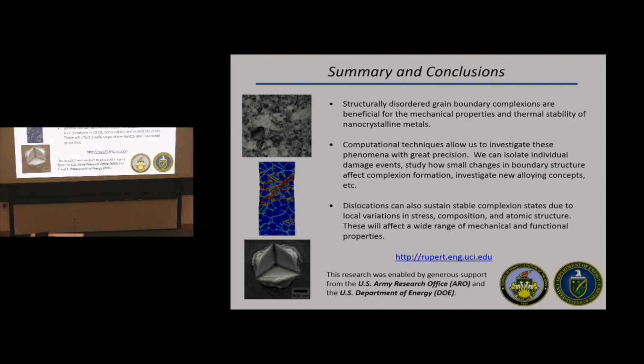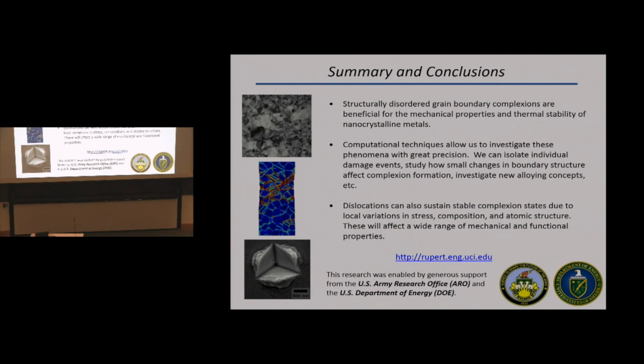So one thing we found is that these structurally disordered or amorphous grain boundary complexions are beneficial for both the mechanical properties and the thermal stability of nanostructured metals. I hope I also showed you some places where computational techniques can let us study this with great precision. Okay? It's not that computers are good and experiments are bad, or experiments are good or computers are bad. It's that these things complement. And atomistic and other types of computational techniques let us isolate things that we couldn't study experimentally.